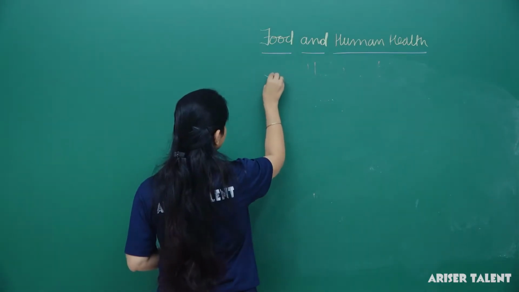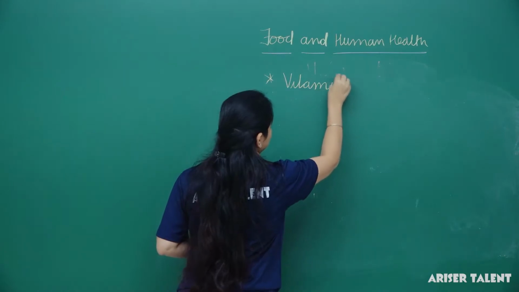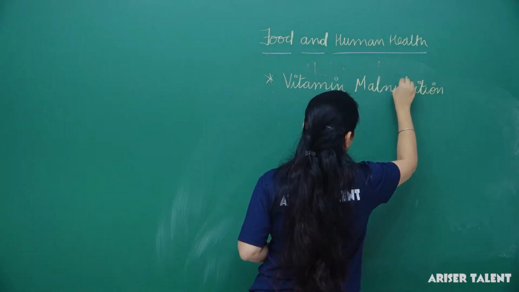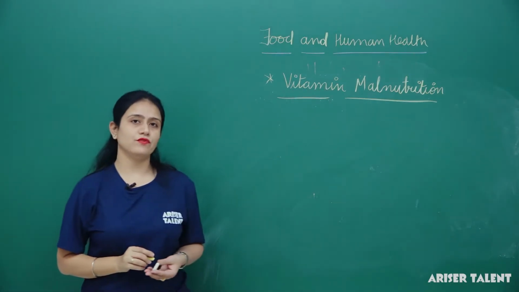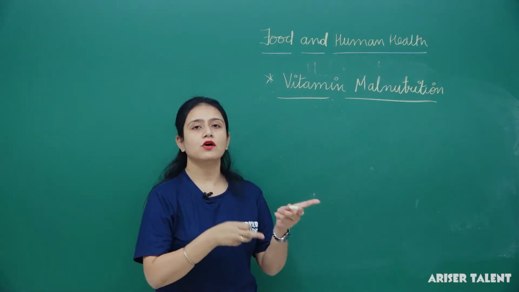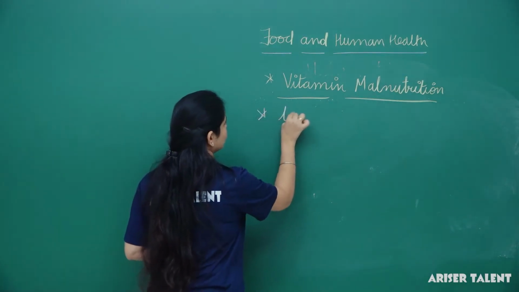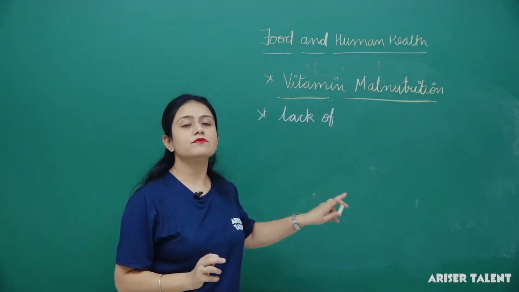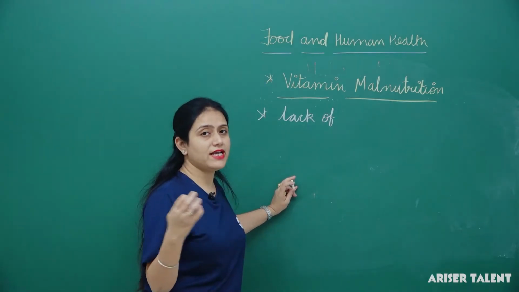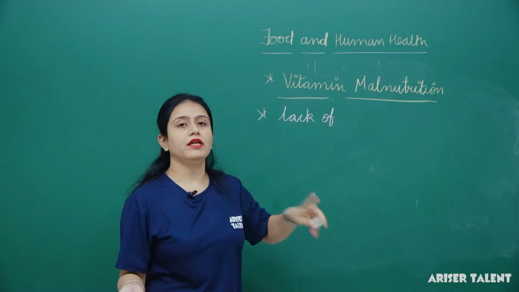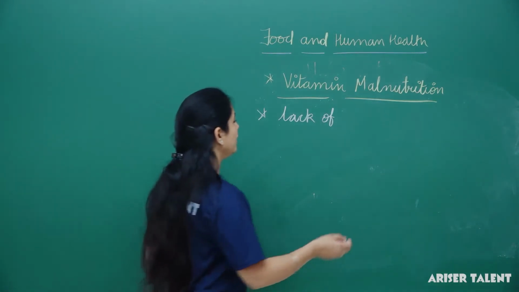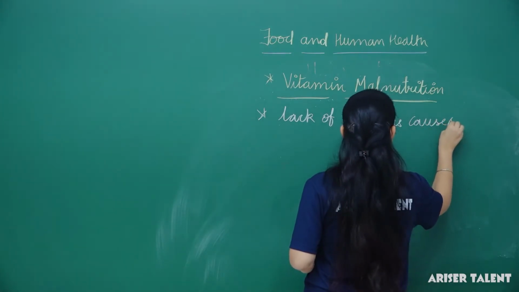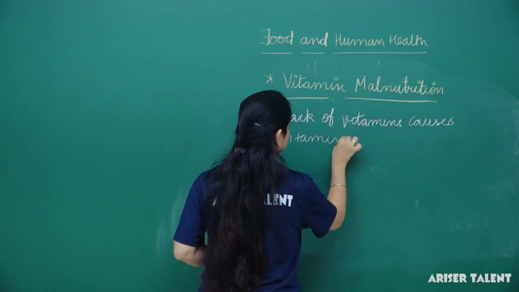Vitamin malnutrition. When there is deficiency of vitamin in the food, means lack of vitamin causes malnutrition. Though we know we need vitamins in a very little amount, but still, as I told you, these vitamins play an important role in metabolism. So vitamins are very essential for our body. So if there is lack of vitamins, it will cause many diseases in our body. Lack of vitamins causes vitamin malnutrition.